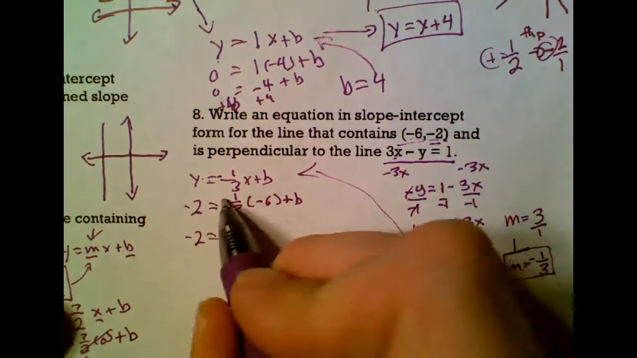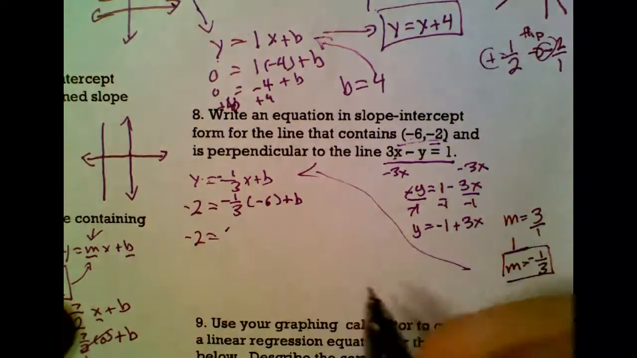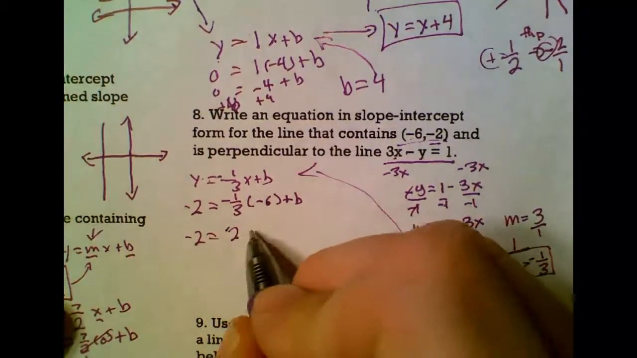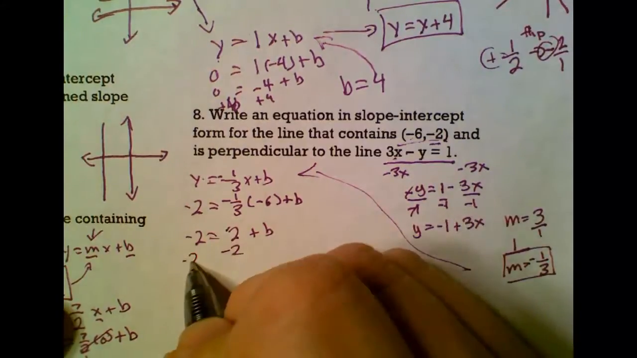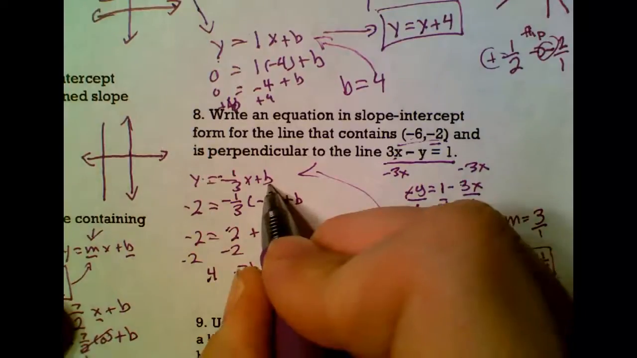We got -2 is equal to, negative times a negative is a positive. What's 1/3 of 6? Well, that's like 6 divided by 3. So we got 2 plus b. Let's subtract the 2, subtract the 2, and I got b is equal to 4. So that's my 4. I'm going to plug it in right here.